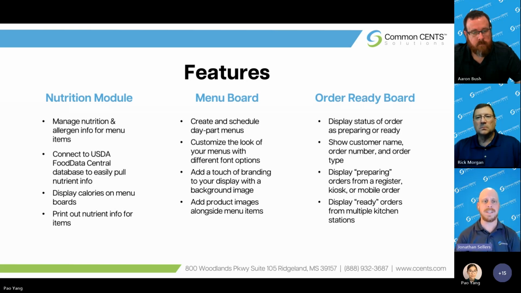First on the list is the nutrition module. This allows GEMpos to manage the nutrition and allergen information for your menu items. We can connect to the USDA food database to display calories and other nutritional information on the menu boards, on your online ordering locations, or on the receipts.